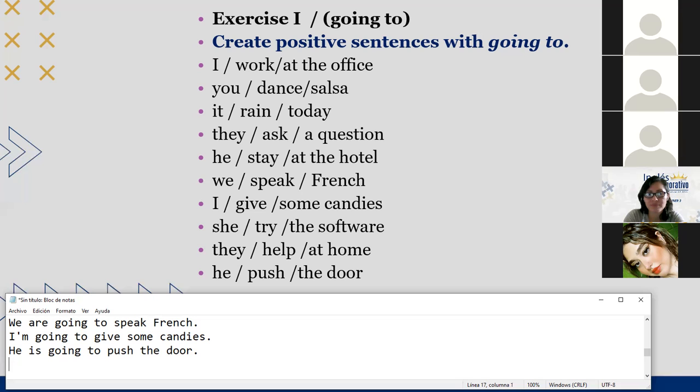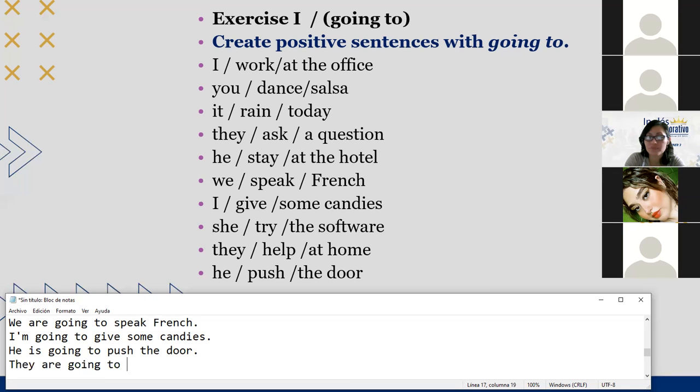Sería. They help también. Sí, they help. A home. Ok, ahora armemos la oración. They. They are. They are going to. At home. ¿El verbo? They are going to.